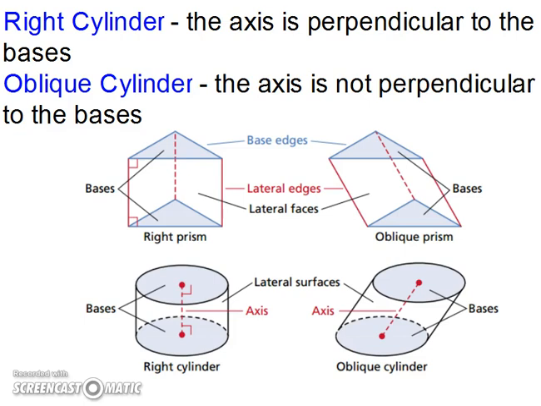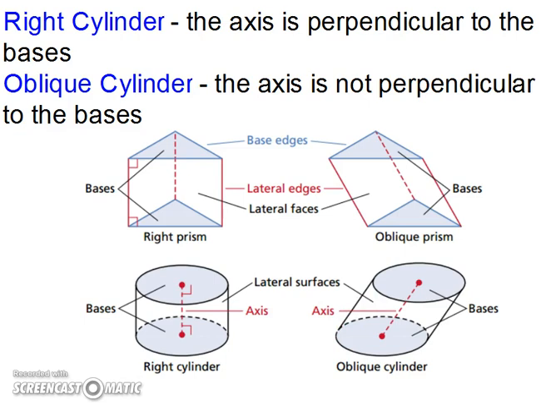Well, let's look at these figures on the bottom. If you look on the left-hand side, you have a right prism and a right cylinder. Notice how the axis is perpendicular. But if you go over here, you have the oblique prism and the oblique cylinder, and notice how the axes are not perpendicular to the bases.